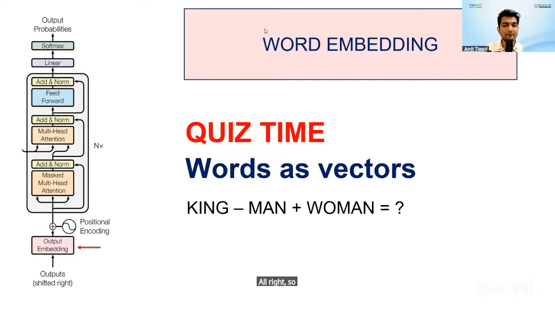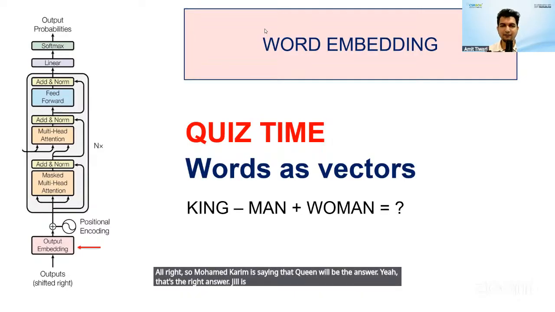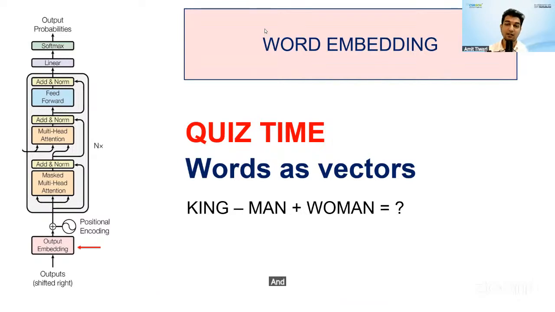All right, so Mohammed Karim is saying that queen will be the answer. Yeah, that's the right answer. Jeel is also saying queen. And Kushagra is saying queen. Sakshi is also saying queen. Amar is saying children. That's something which is weird. King minus man plus woman equal to, I don't think that children can be anywhere near in this.